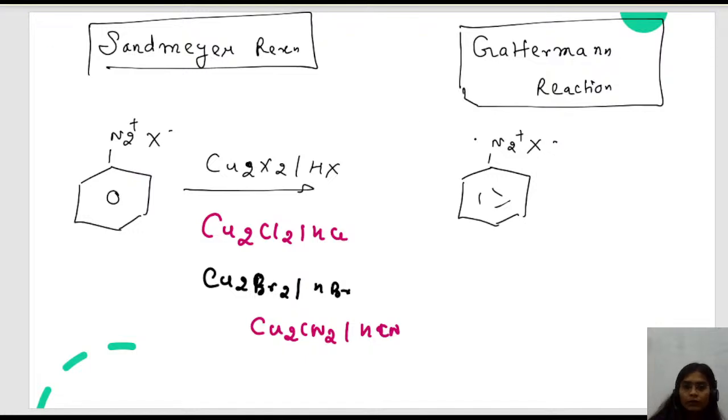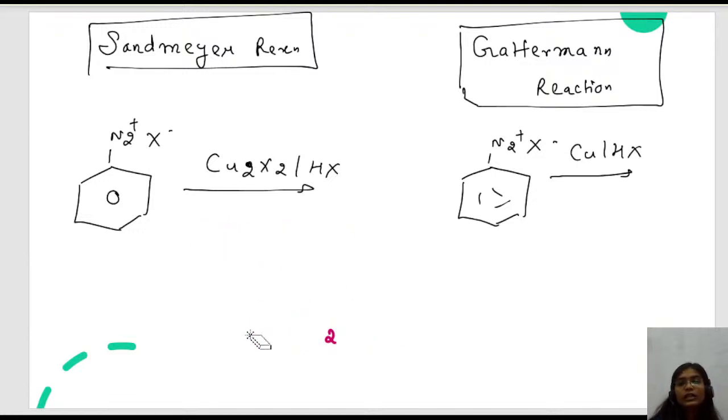Now how is it different from this part here? In this case, you have to use only copper, and then HX. This is a very important key point. Between the Sandmeyer and the Gattermann reaction, in the Sandmeyer reaction we are using a salt of copper. Look at this, it's a salt of copper. But on the other hand, in this case, it is only copper. This is the only difference between both reactions. Otherwise, the product will be the same. Let me write the product here. So in this case, we are getting the product.